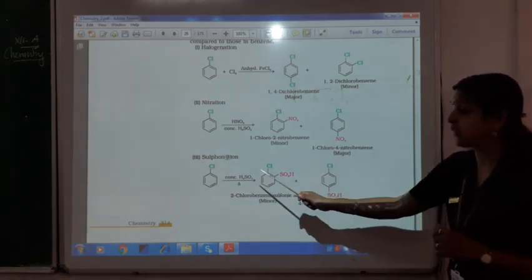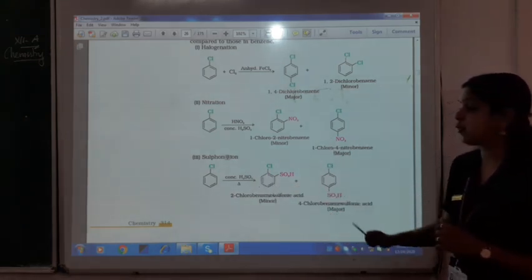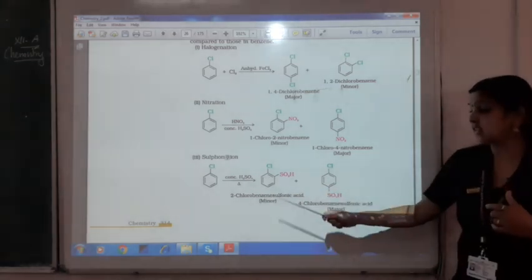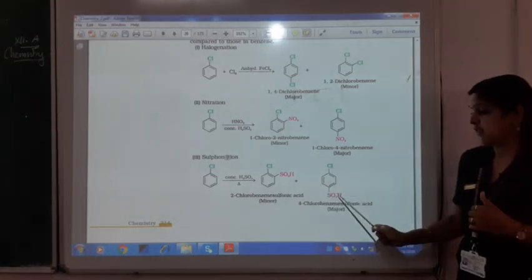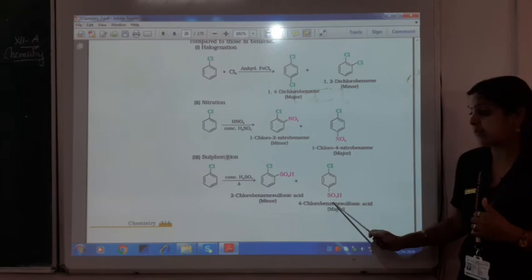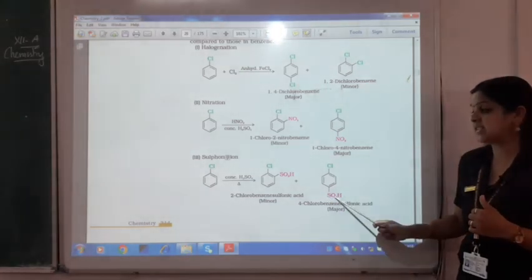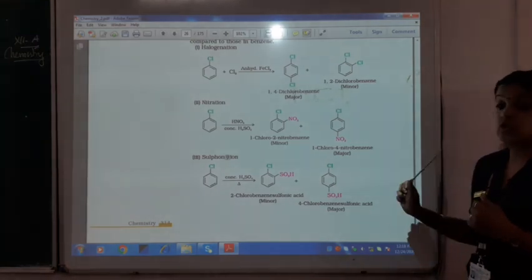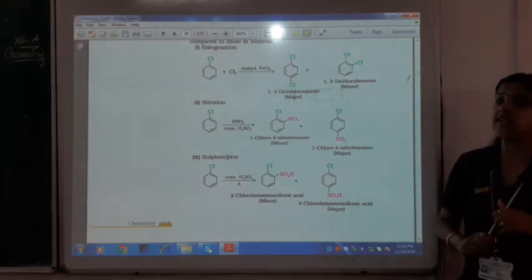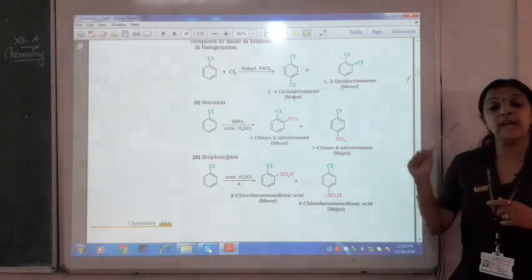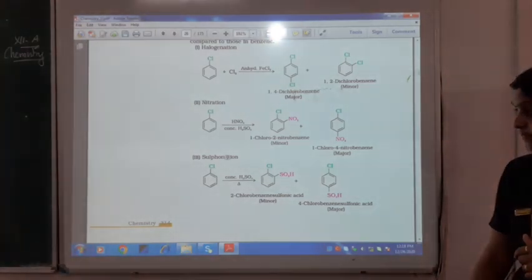Next one is sulfonation. For sulfonation we use concentrated sulfuric acid and slowly heat it. You get SO3H, which is formed at the ortho and para position: 2-chlorobenzene sulfonic acid and 4-chlorobenzene sulfonic acid. So children, these reactions are very important in the case of haloarenes.